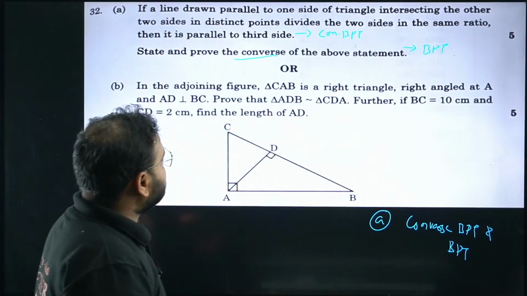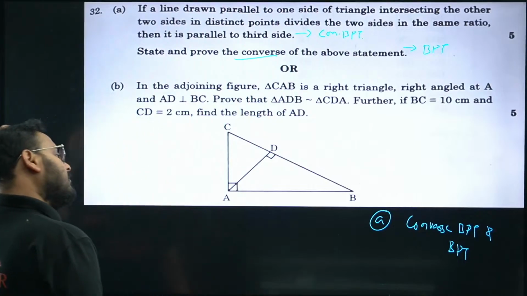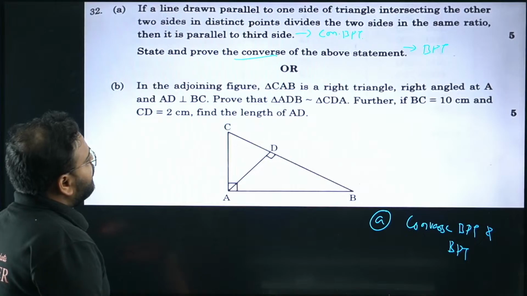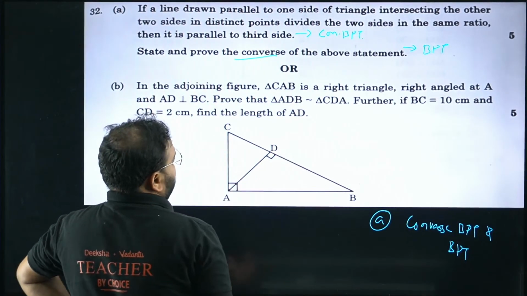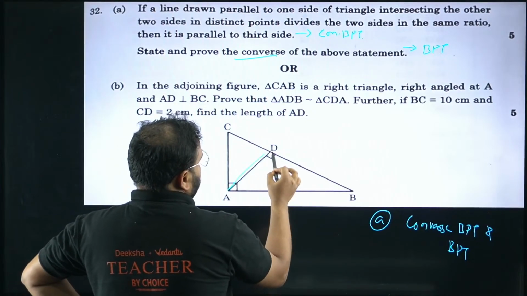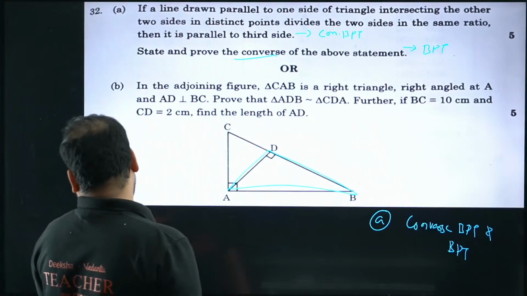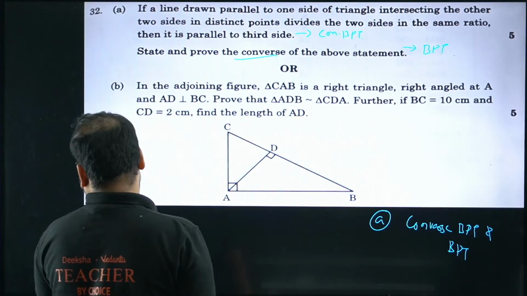And or part, please check. What are they saying? In the adjoining figure, CAB is right angle triangle. Okay, right angle at A. Alright, AD is perpendicular to BC. ADB, like this. ADB is similar to CDA. ADB is similar to CDA.